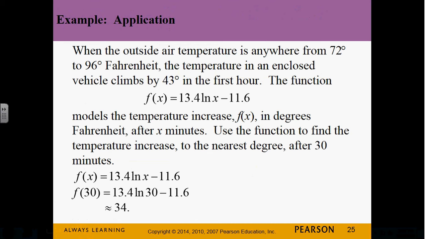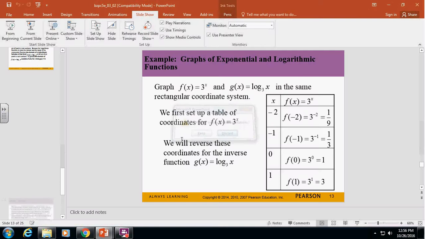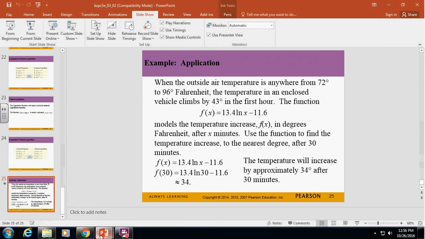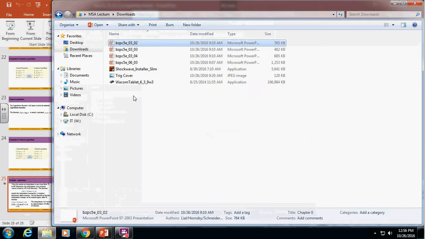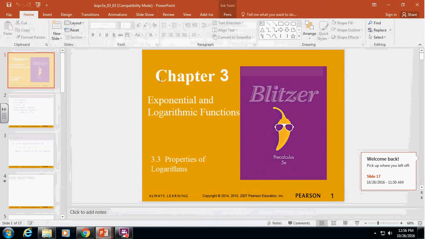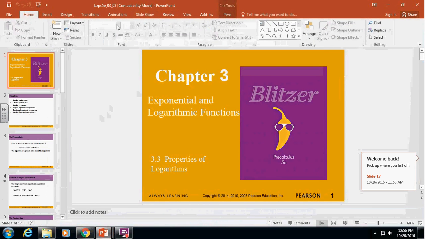So, that's how we do it, plug and chug. Any questions on what logs are, how they tie into exponentials, how to graph them, how to plug them into your calculator, anything like that? All right, so we are going to transition over into properties of logs.